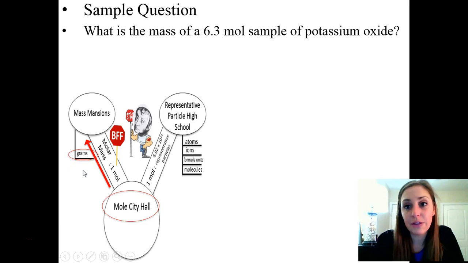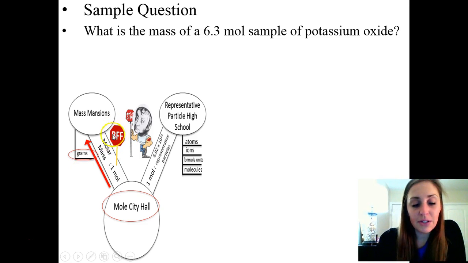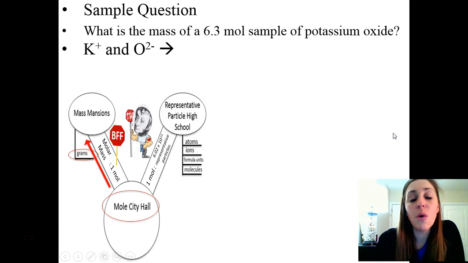We first need to figure out the formula for potassium oxide, because potassium oxide is going to have its own molar mass based on its formula. So I know that the charges of potassium and oxygen are K+ and oxygen 2-. How did I get that? Well, I don't see any prefixes.